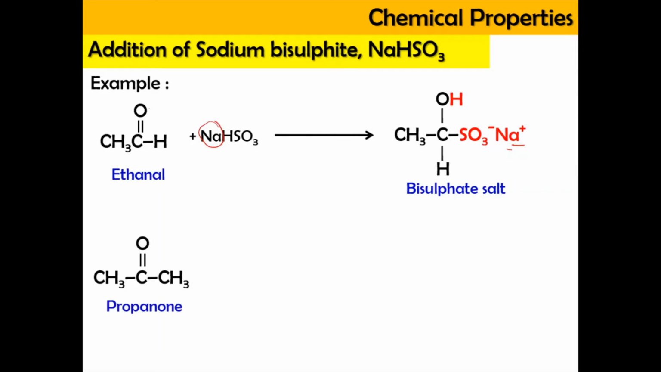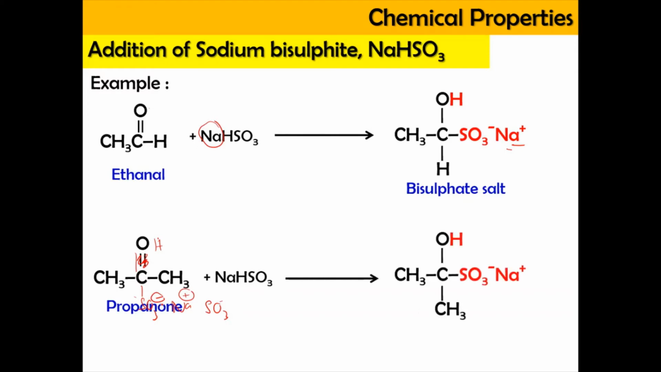Next, we have our propanone, which is a ketone, and we're going to react it with sodium bisulfite. Our SO3 minus is going to be attached here, and this will become OH, and then the SO3 minus will be attached with Na plus here. This produces a bisulfite salt. Alright, so that's all for the sodium bisulfite reaction.